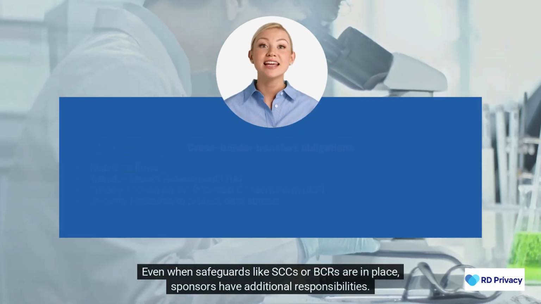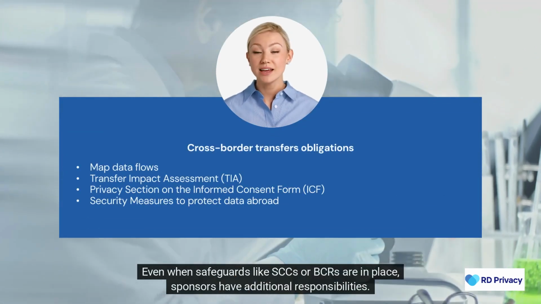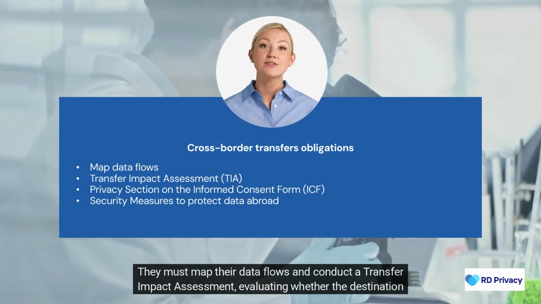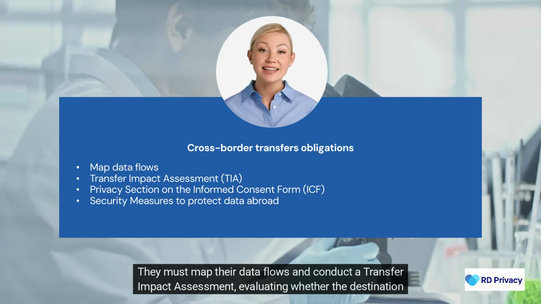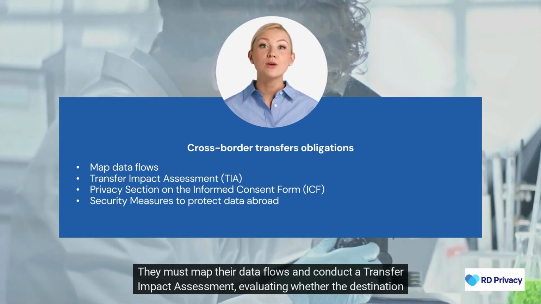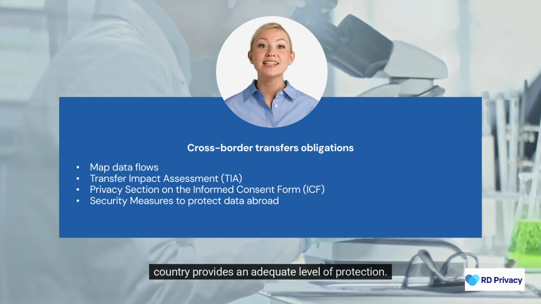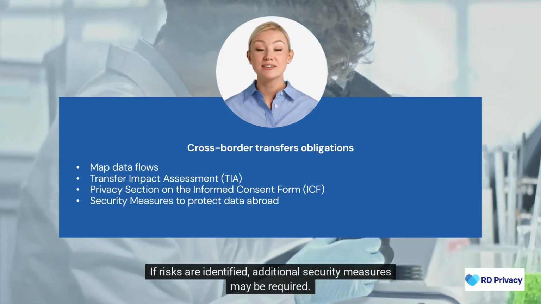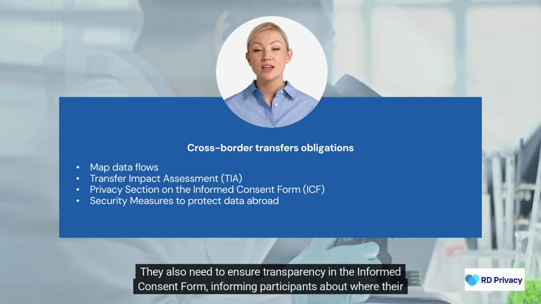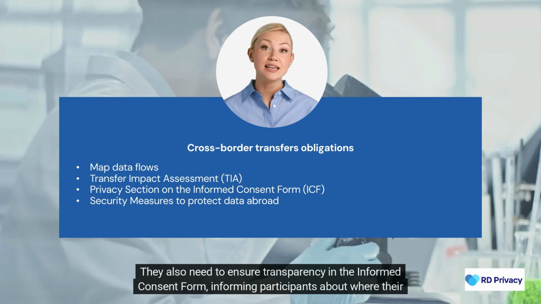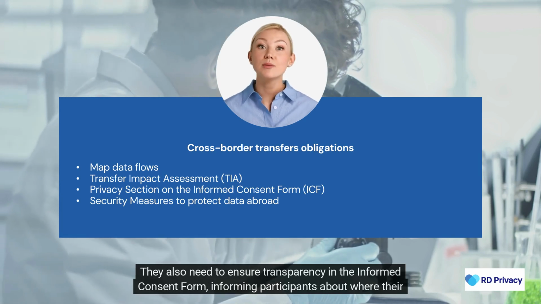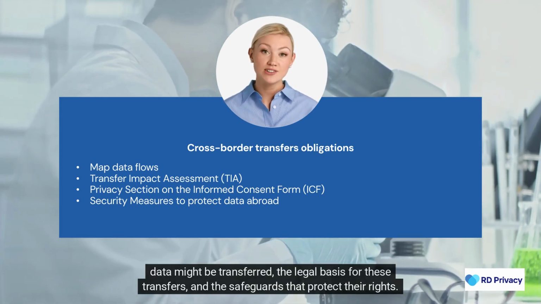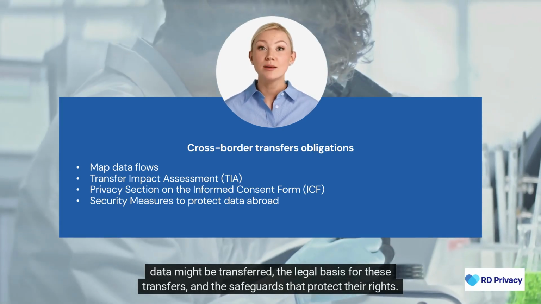Even when safeguards like SCCs or BCRs are in place, sponsors have additional responsibilities. They must map their data flows and conduct a transfer impact assessment, evaluating whether the destination country provides an adequate level of protection. If risks are identified, additional security measures may be required. They also need to ensure transparency in the informed consent form, informing participants about where their data might be transferred, the legal basis for these transfers, and the safeguards that protect their rights.